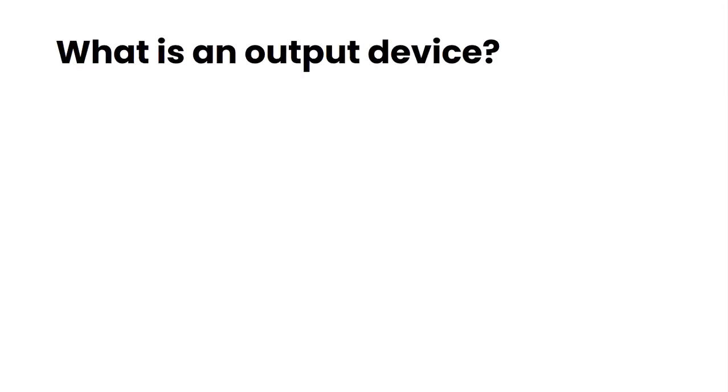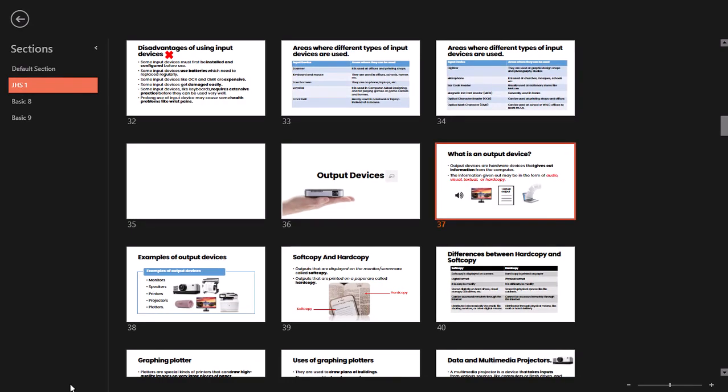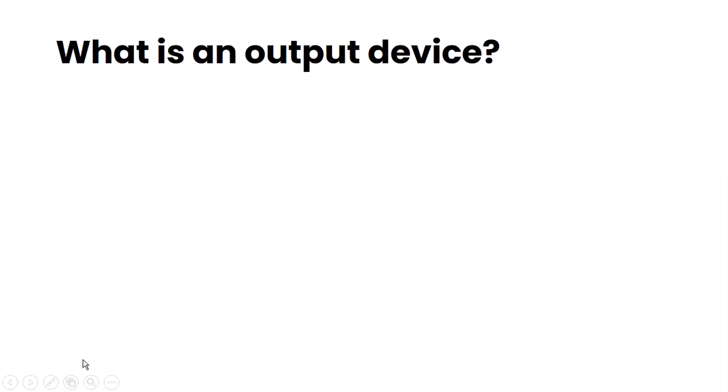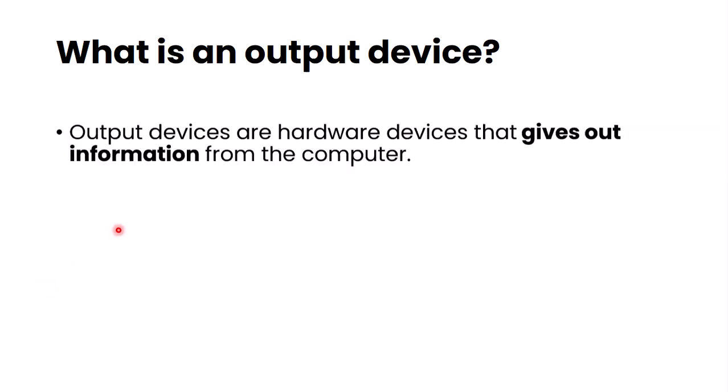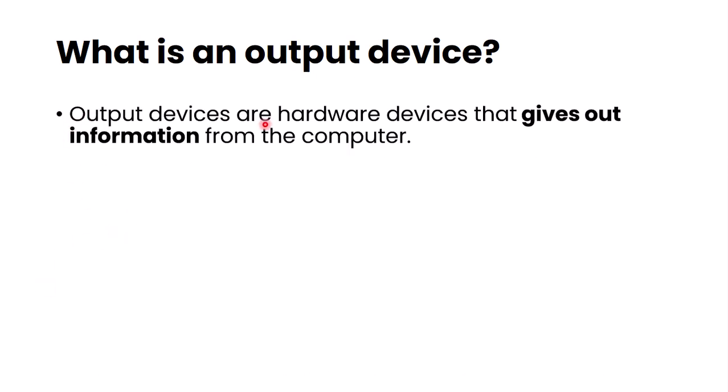Okay, so the first question that comes to mind is: what is an output device? Output devices are hardware devices that give out information from the computer. They tell us, or show us, what is happening inside the computer.